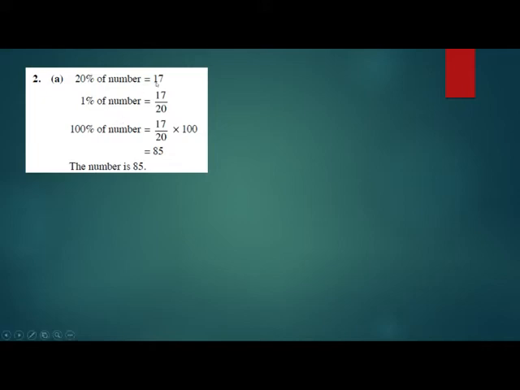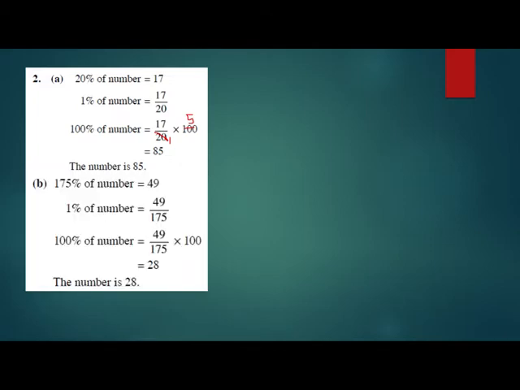20% of a number is 17. What will 1% of the number be? You have to simply divide 17 by 20. To get the number, which is 100%, you have to put the 100. Simply do the calculation. Look at this: read the table of 20. 20 fives are 100, and simply multiply 17 by 5, you will get 85. That's how we can do the next question.